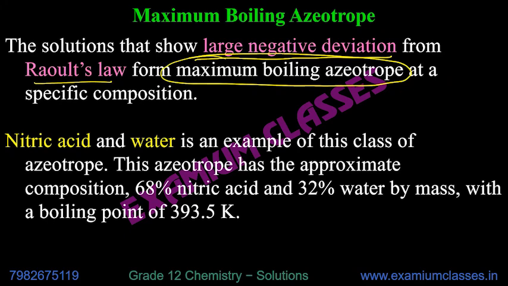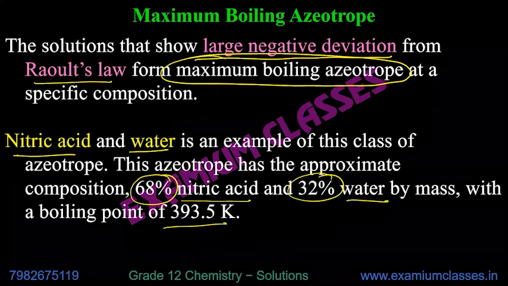Example, nitric acid and water is an example of this class of azeotrope. This azeotrope has the approximate composition of 68% nitric acid and 32% water by mass with a boiling point of 393.5 Kelvin, which is greater than the boiling points of both nitric acid and water. That's why maximum boiling azeotrope, greater boiling point than individual components, large negative deviation.